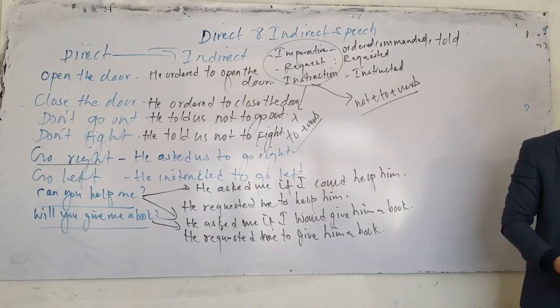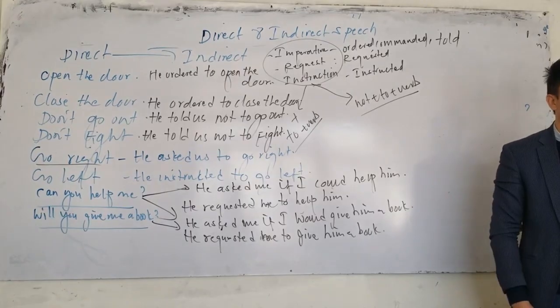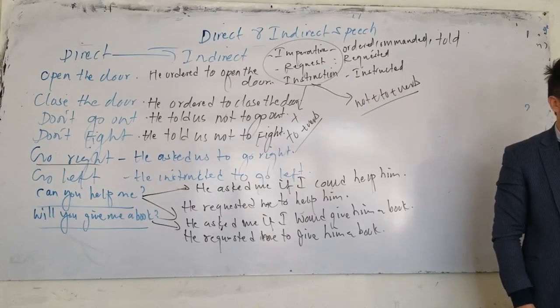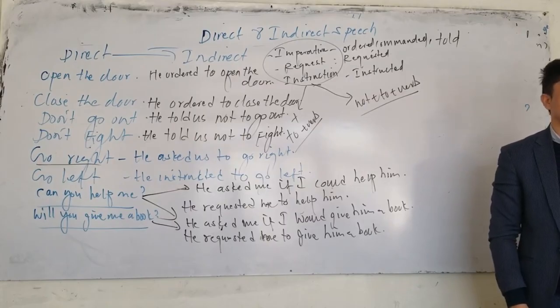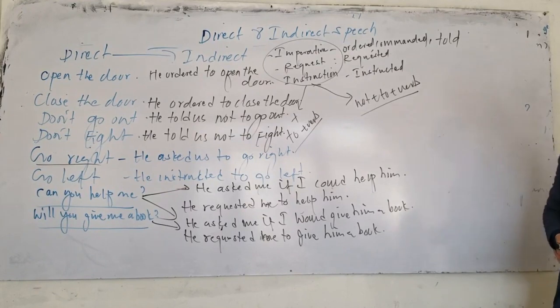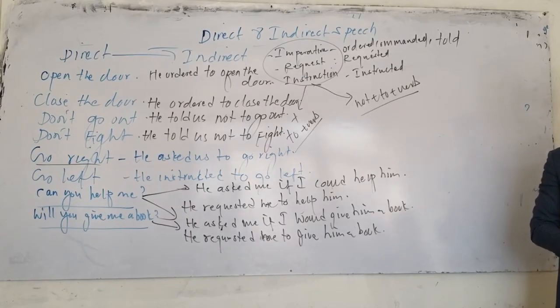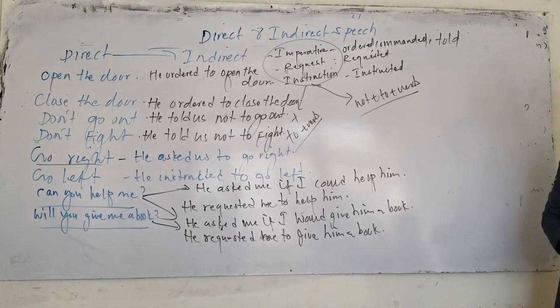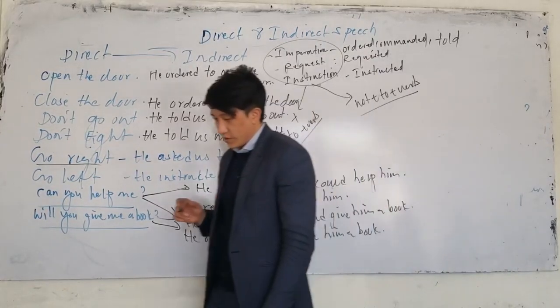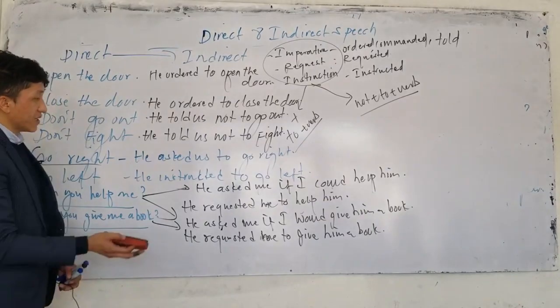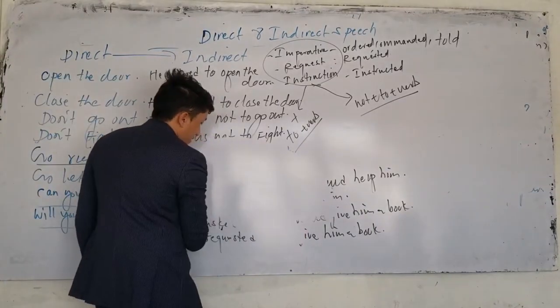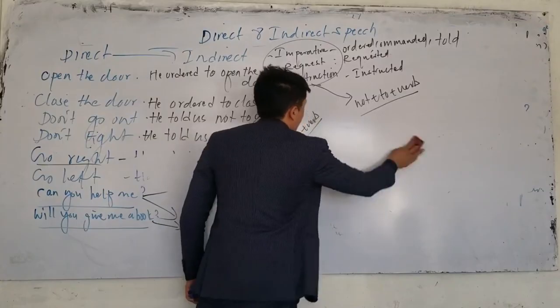Imperative sentences. How can you change this one? Write it down. He instructed us to write it down. Okay, write it down. If I say stand up, how should I change it now? He ordered to stand up. Close the door. He ordered to close the door. Any question here? If you don't have any questions, let's go and talk about some other things that we have in direct and indirect speech.